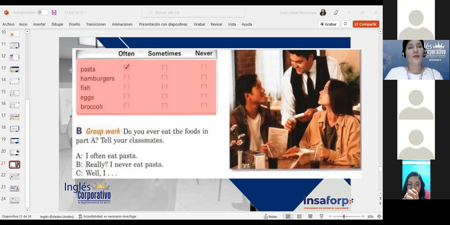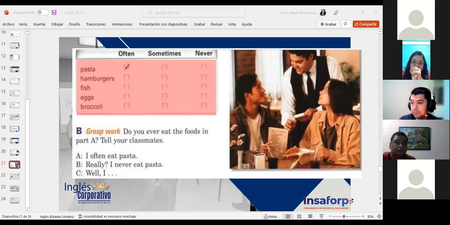I often eat pasta. I never eat hamburger. I usually eat fish. And I always eat eggs. Very good job. Sorry. I often eat broccoli. Very good job. So I am going to go for the last example with Mr.